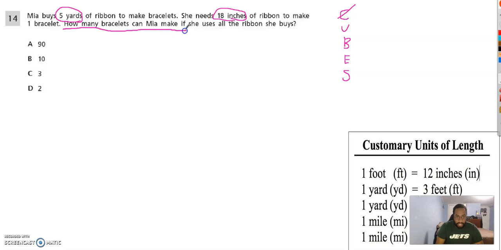How many bracelets can Mia make if she uses all the ribbon that she buys? Excellent. All right, Chloe, box the keywords. How many? All. That's a very good keyword.